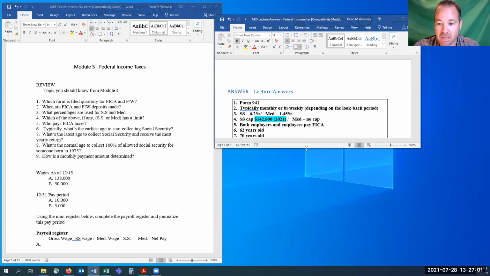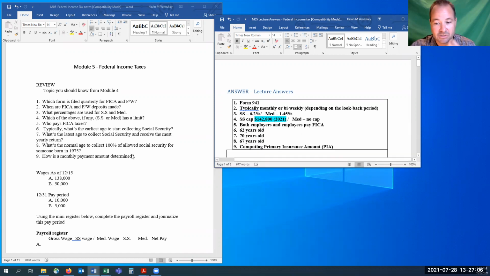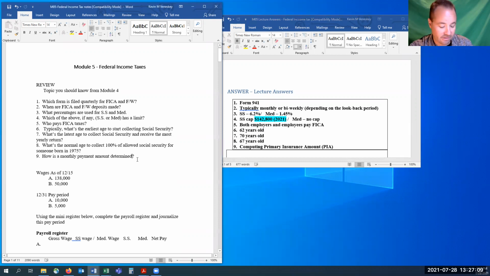And how is a monthly payment amount determined for Social Security? I should state that in there. How is the monthly payment determined for Social Security? And that's by doing your PIA, your primary insurance amount. Remember, they had like the 3 steps, the 90% of your first $996, and then 32% of the up to a certain amount for the next batch, and then 15% for anything over that $6,000 basically dollar amount. Let's get this spelled right.